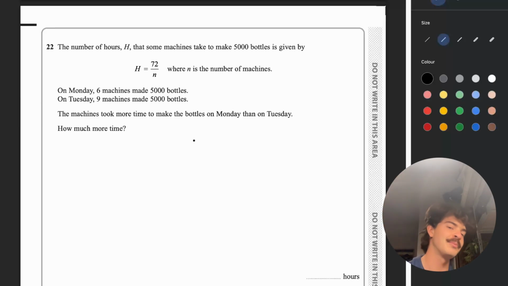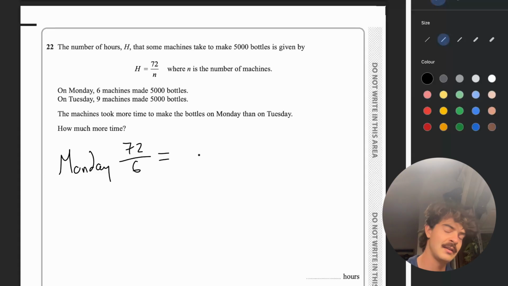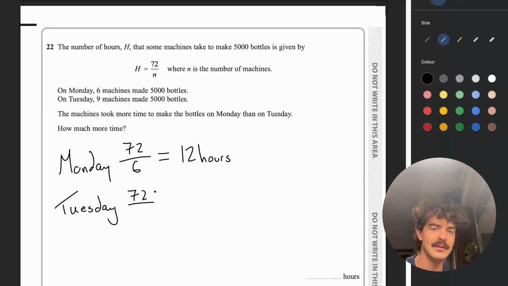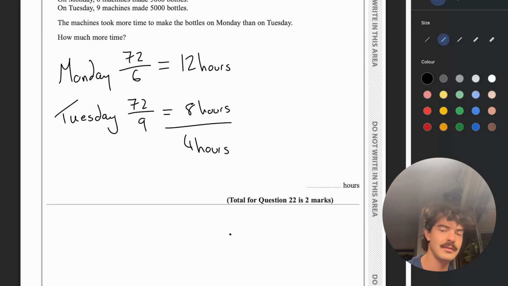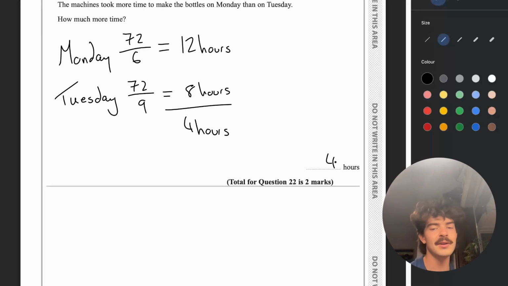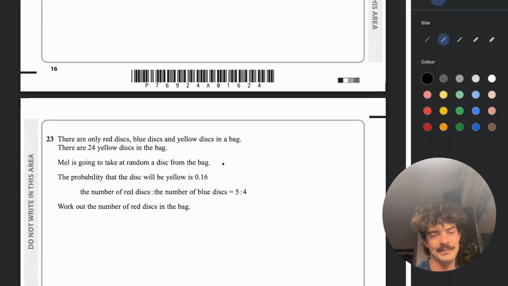But how much more? Well, on Monday, we're going to get our hours is equal to 72 divided by 6. That's going to give us 12 hours. And on Tuesday, we're going to get 72 divided by 9. That's going to give us 8 hours. The difference, 4 hours. There you go. So that's it. Nice. Quite a nice question for this late in the paper.